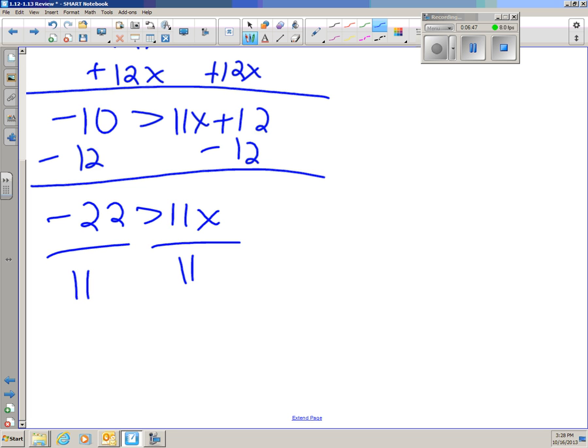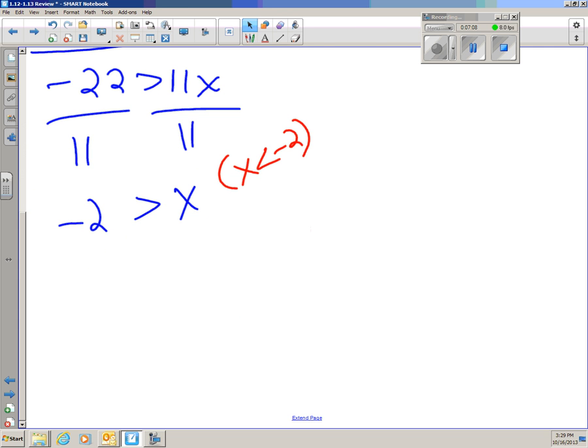I did not divide by a negative, so I do not reverse the inequality symbol. The variable stays on the right-hand side. I've got that symbol and negative 2. So if I read it from left to right, negative 2 is greater than x. If I read it from right to left, it's x is less than negative 2. That's what I'm graphing: x is less than negative 2.